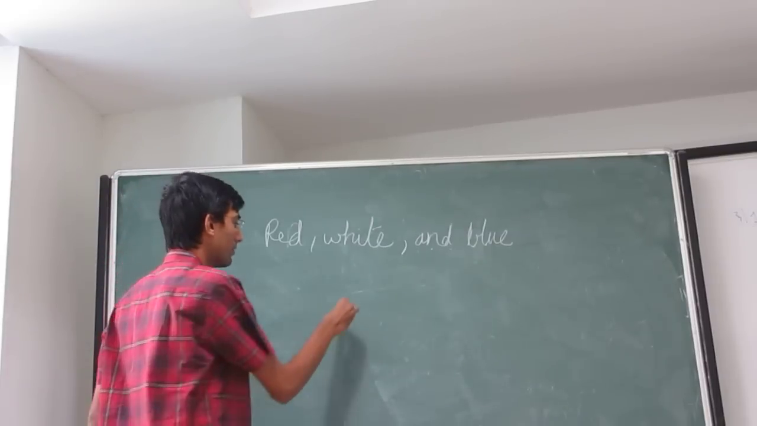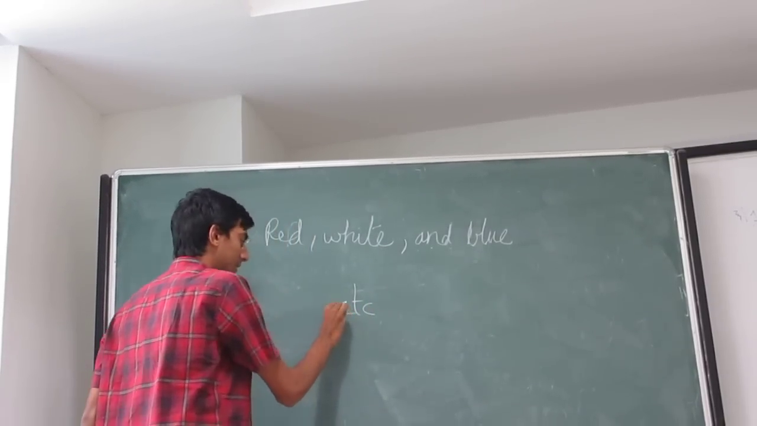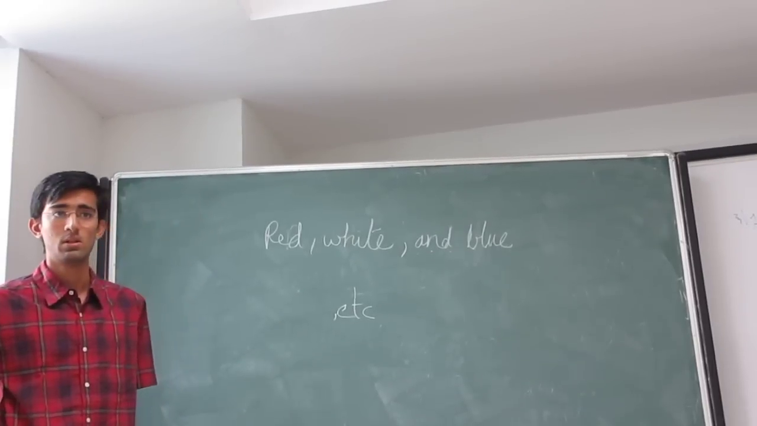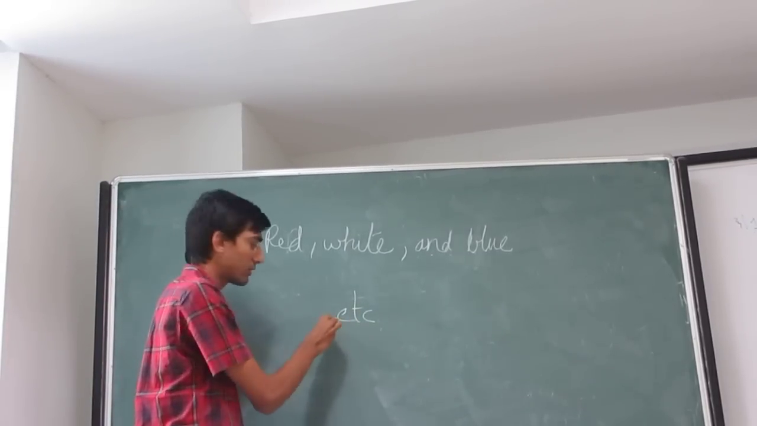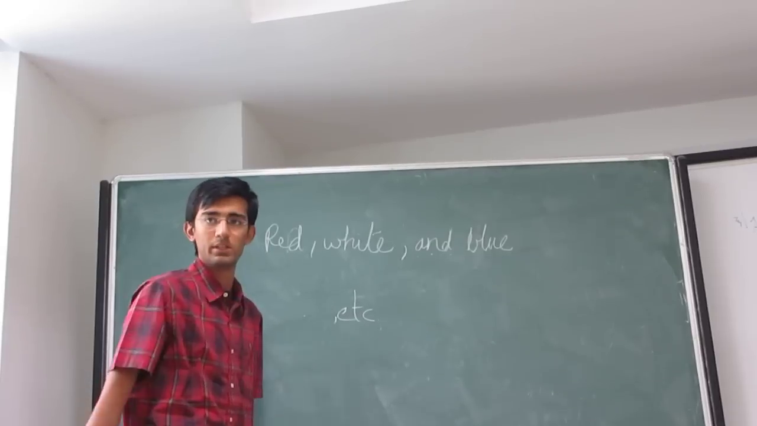Another thing we all use is etc. It has to always be preceded by a comma, always, and followed by a full stop later on. Even if there's only one term before the etc., you have to always use a comma before it. This is rule 2.